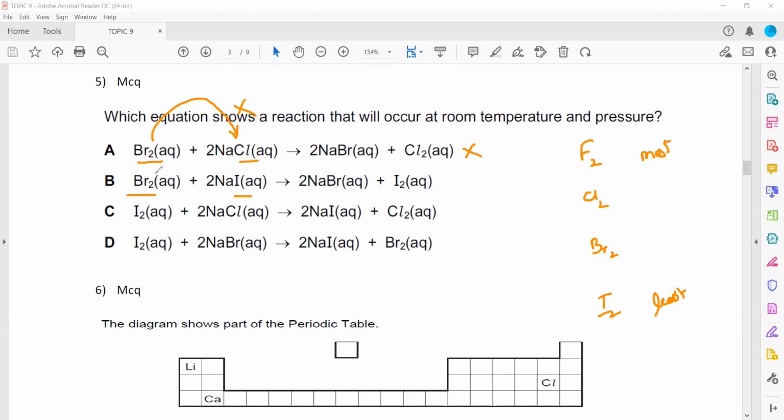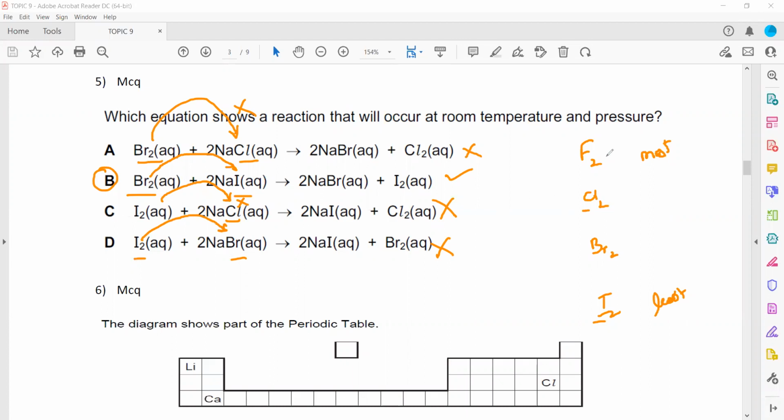If bromine is more reactive, what will happen? It will displace iodine from the compound. As a result, when bromine displaces iodine from the compound, there will be a reaction between them. So B is the right answer. But iodine with chlorine, iodine is less reactive than chlorine, so iodine cannot knock out chlorine from its compound, so there will be no reaction. And iodine with bromine, iodine again is less reactive, so it cannot knock out the bromine from its compound, so there will be no reaction.